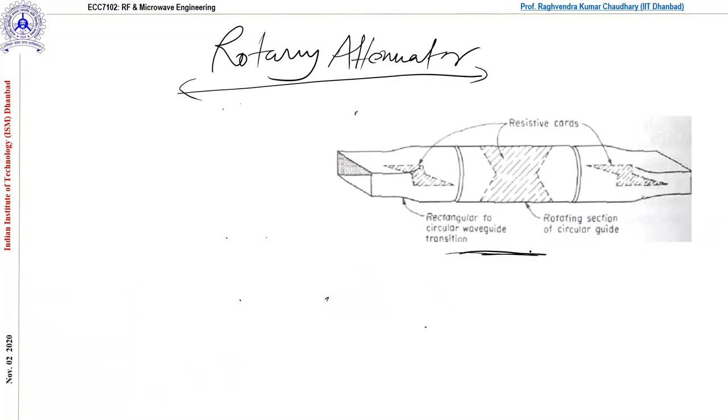rotatory attenuator. So here you can see there are resistive cards, correct? These are the resistive cards. And you can see between the two double lines there is a rotating section of the circular waveguide, fine? So we can rotate like that, fine? So I can write some of the key points here.